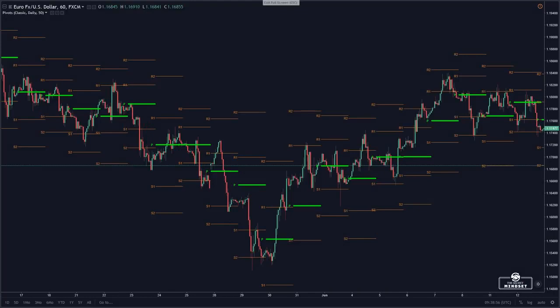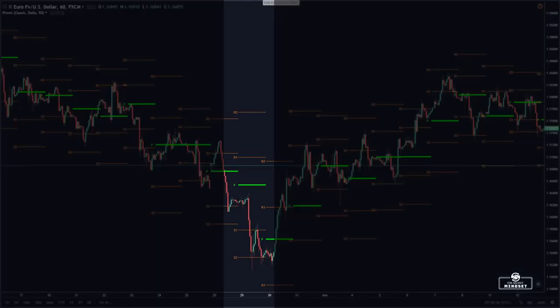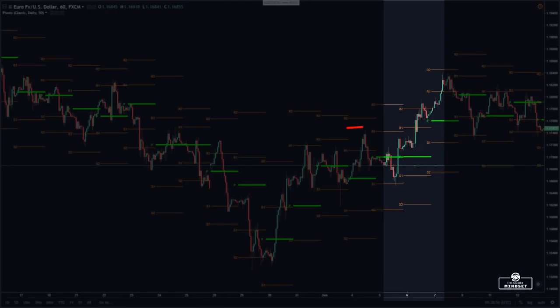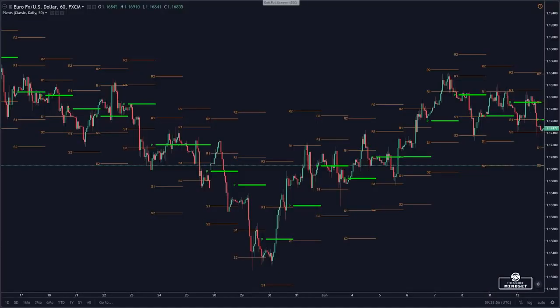If the price decreases below the pivot, the first target will be S1, and if the price continues to decrease, the next target will be S2. If the price rises above the pivot, the first target is R1, and if the price continues to increase, the next target is R2.